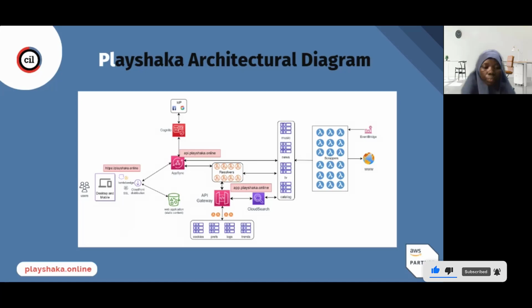Before that, I would like you guys to have a look at this architectural diagram. If you have any questions, you could always ask me after the session. I think there's an option for dropping questions, so please go ahead. On this architectural diagram, I'll be going through two phases.